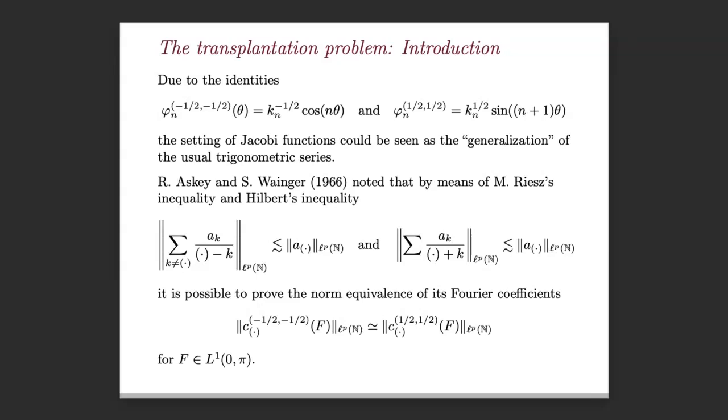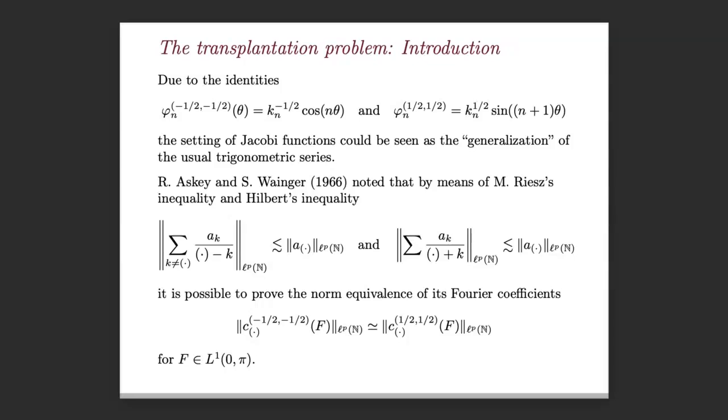A Jacobi function of order -1/2 is essentially the cosine function, whereas if the order is 1/2, it is essentially the sine function. So the Jacobi functions could be seen in some sense as a generalization of the usual trigonometric series, and not the only generalization. For example, there exists the Bessel function, which also generalizes the trigonometric series.